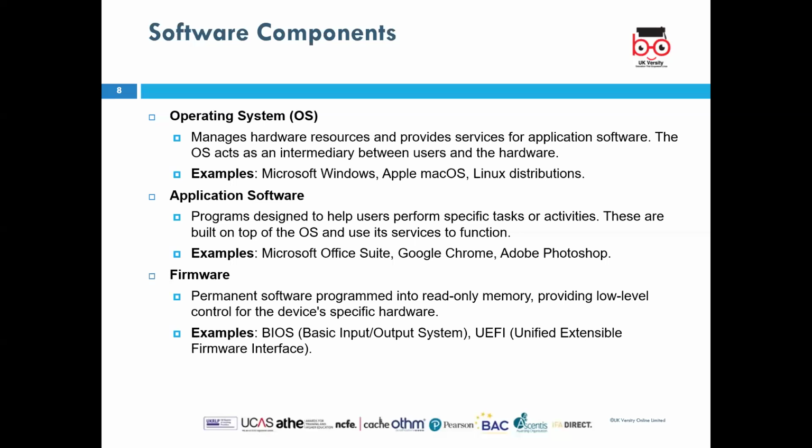When it comes to application software, these programs are designed to help users with specific tasks. We know Microsoft Office is a very well-known and widely used application software. Google Chrome, maybe Zoom, or any other application. Firmware is a permanent software program which is programmed into read-only memory, and it provides low-level control for a device's specific hardware. An example for this is our BIOS or UEFI.